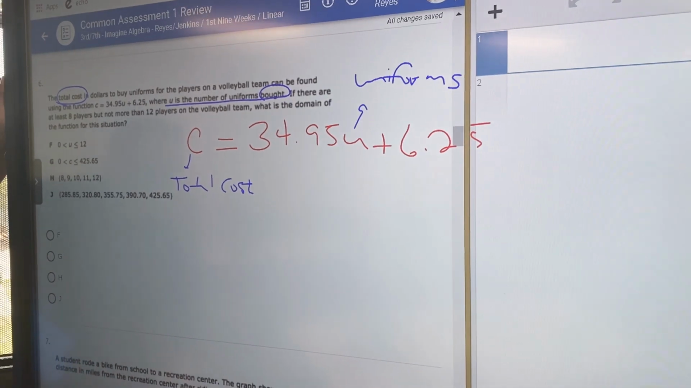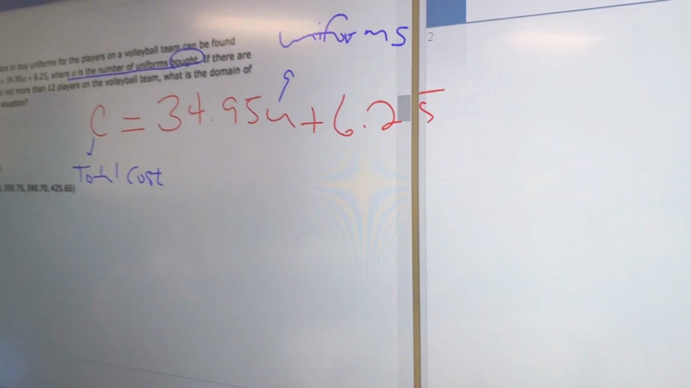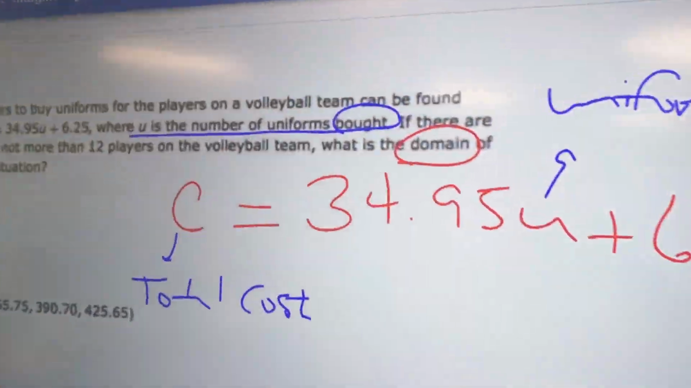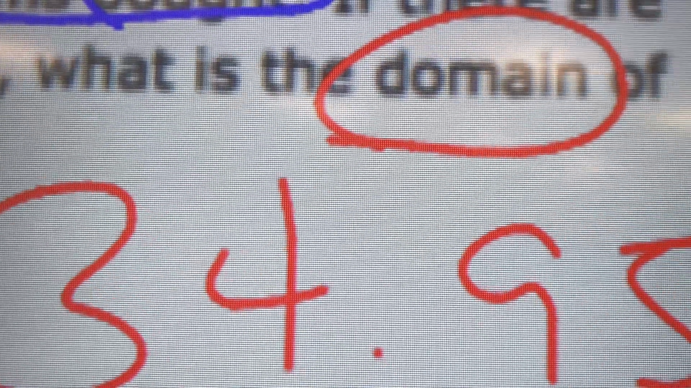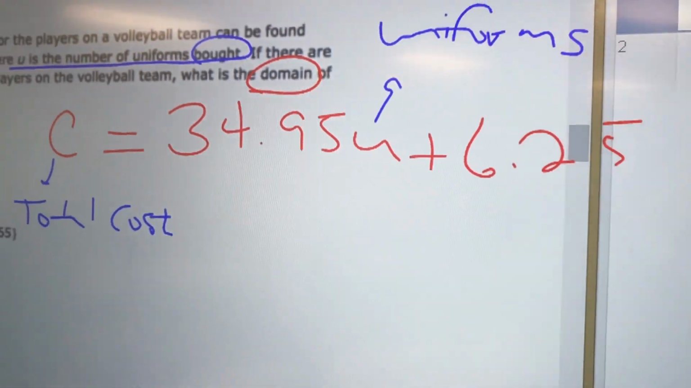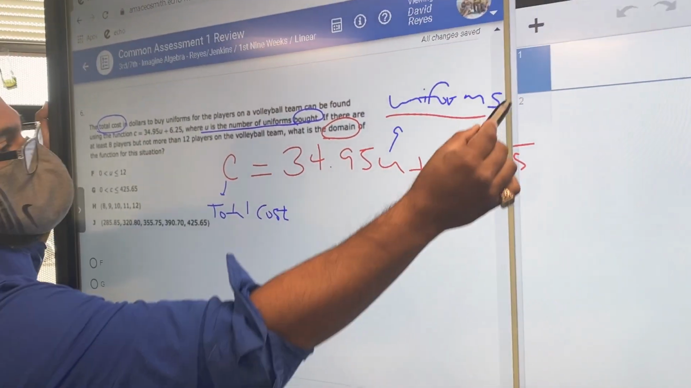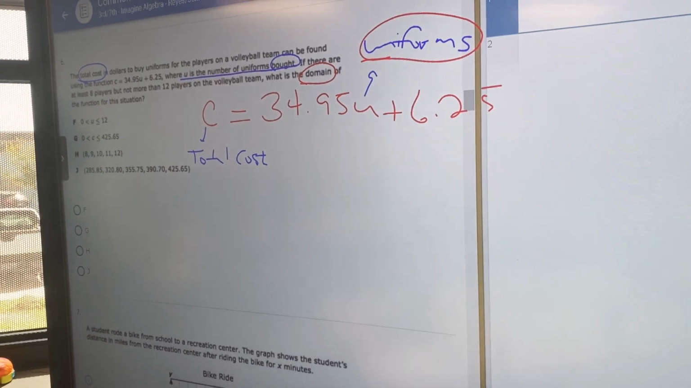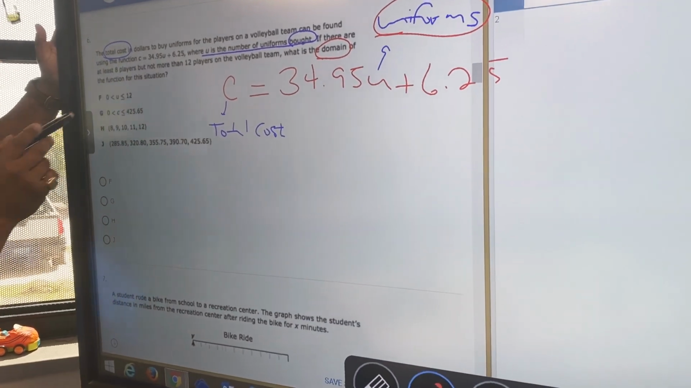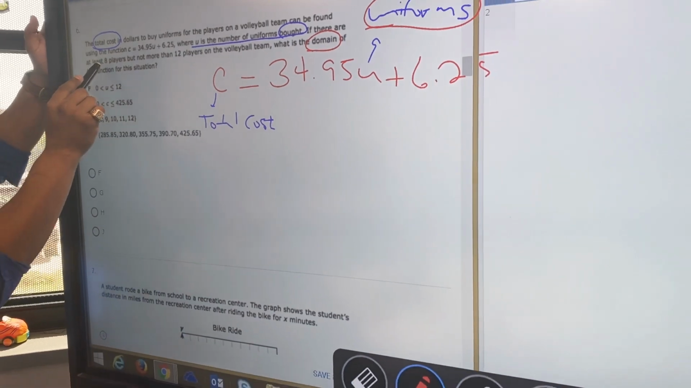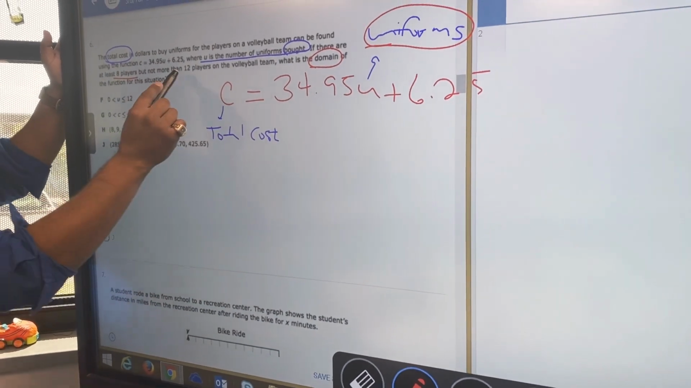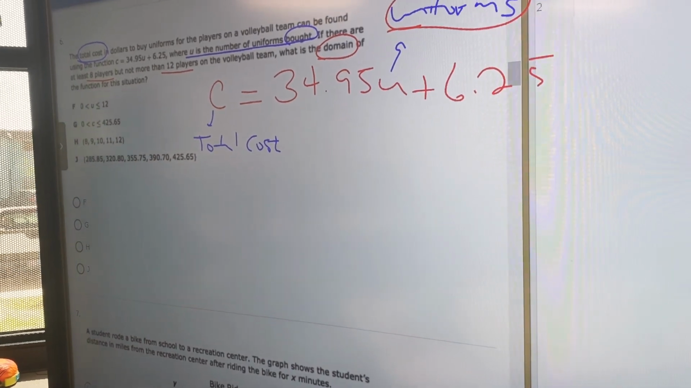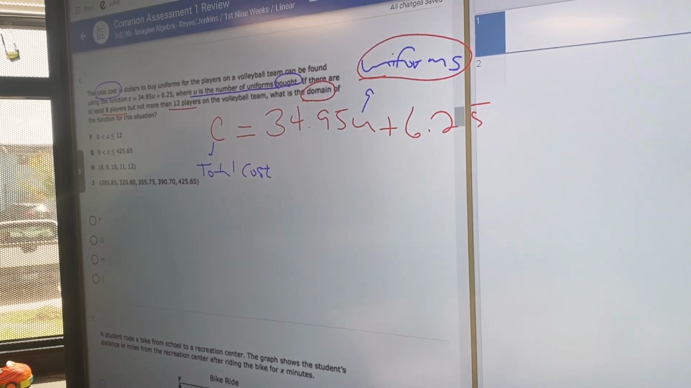Now, what does this problem want? Does it want range or domain? What does it say? Domain. Domain is what variable? X. X. In this problem, what is it? U. Very good. So we're looking at uniforms for my domain. Okay, so I know we're talking about uniforms. If there are at least 8 players, but no more than 12 players on the volleyball team, what is the domain?